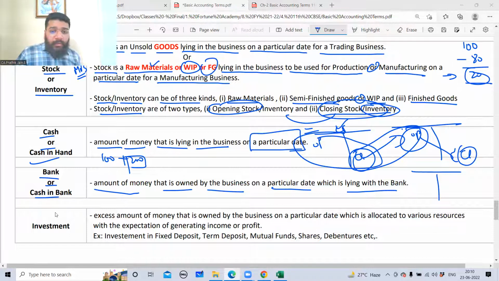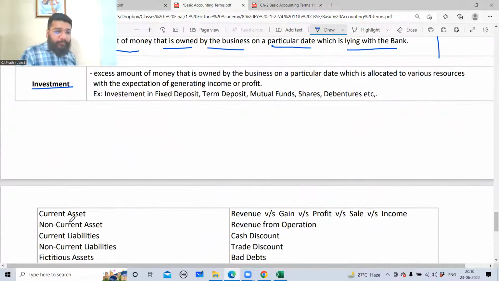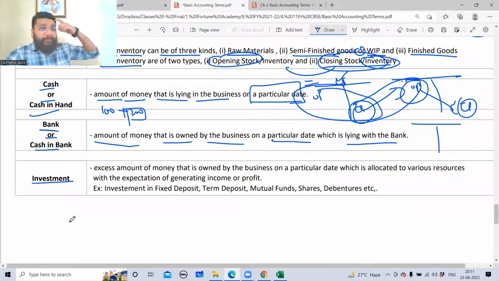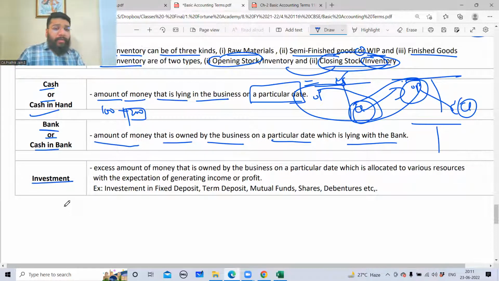Now comes investment. Do you understand what is investment? The money put forward for the benefit of, maybe, the growth. Suppose I invest 100 crores, expect 150 crores. Absolutely correct. So there are two things that you can take into consideration.